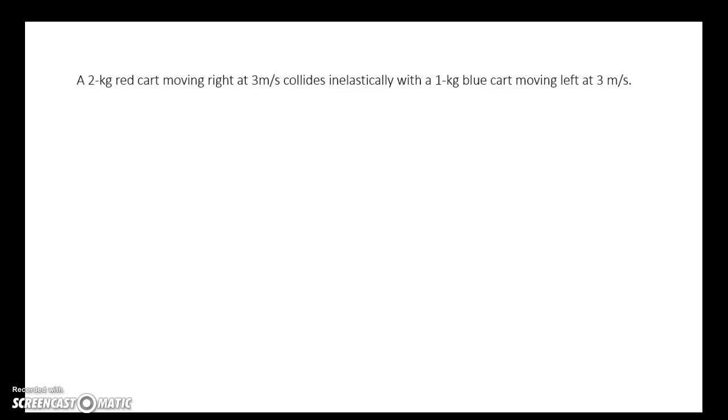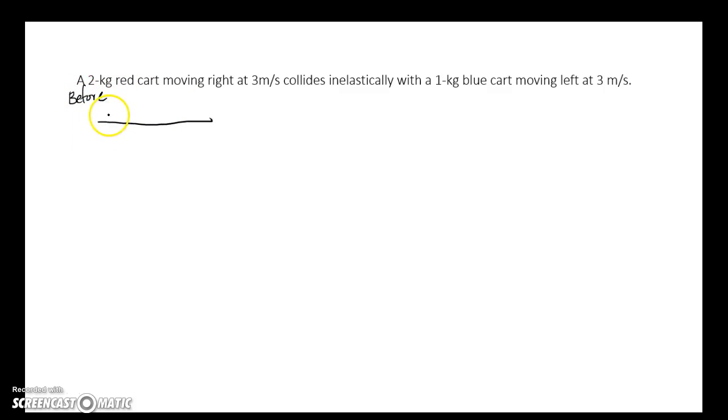So we have a 2 kilogram red cart moving right at 3 meters per second, collides inelastically with a 1 kilogram blue cart moving left at 3 meters per second. So there's a lot of information here. Let's go ahead and draw what we see. So to start off with, we'll do the before.